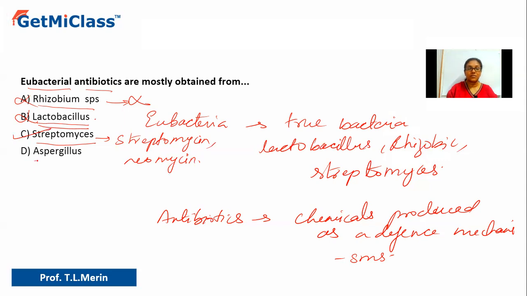Option D is Aspergillus. Of course, it is utilized, but this is a fungus, so it is not a bacteria. First of all, we can just discard it. But let me tell you one of its uses. It is used for the production of citric acid. Okay. So the correct option is option C.